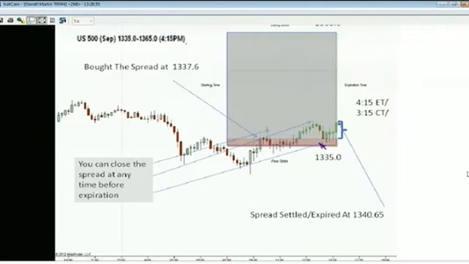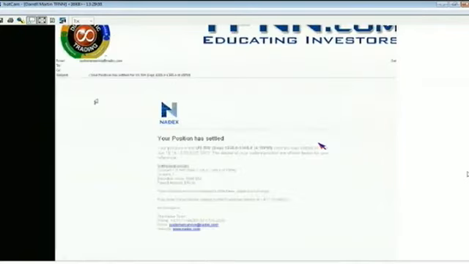And here's what's going to happen. This is sort of an interesting thing, is when the position settles, you're going to get a ticket literally within seconds of it closing out. So if it's at 4:15, you're going to probably get it before 4:16. And I mean, literally, a lot of times I see them just in seconds. And I have all my emails from Nadex going directly to my text messages, so that way I can see my tickets without even having to open my email up.